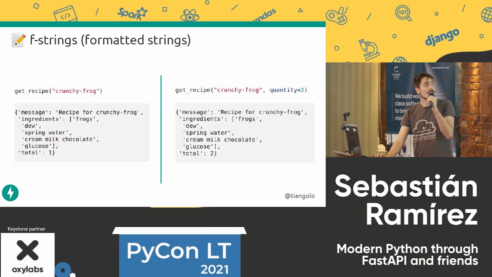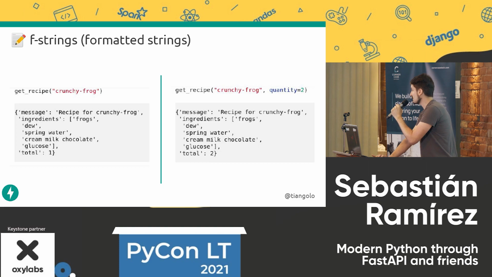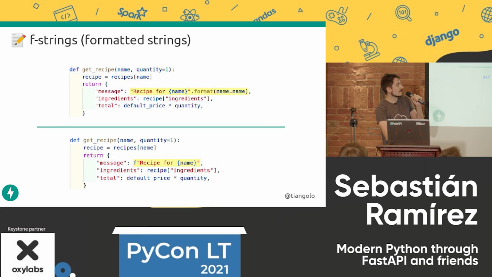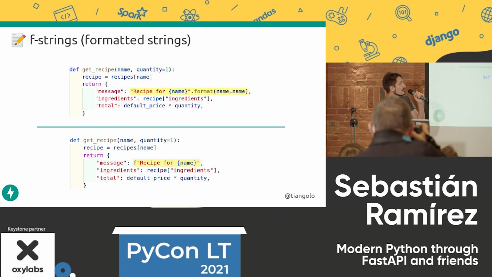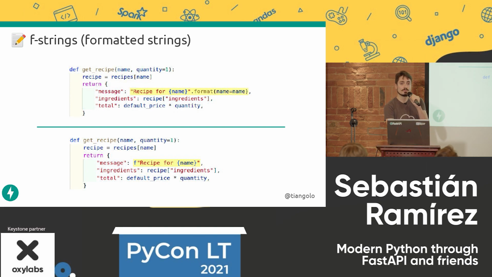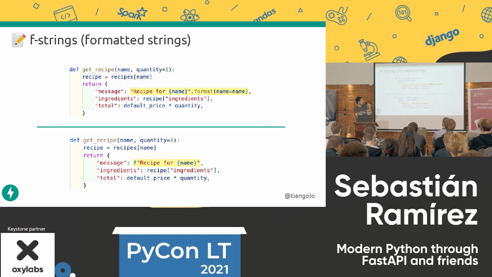Now if we run it, we of course get the expected result. We can get the recipe for a crunchy-frog, and we get the recipe for crunchy-frog. We get the ingredients, the total, all the stuff. And if we say that we want a quantity of 2, then we get the total is 2. Nice. But if we see here, we have a bunch of repetition in this line. This is a standard string with formatting. So we are using the method .format, and then we pass a keyword argument name with the value that we want to put. And if you see, we are repeating name 3 times here.